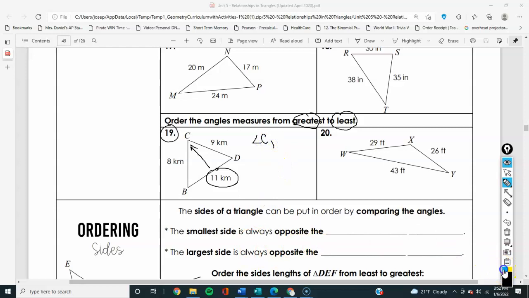All right. Next up, I'd go to my next biggest side, which is 9. 9 is opposite angle B. And lastly, I would do my smallest angle, because I'm starting at the greatest. That's opposite angle D.